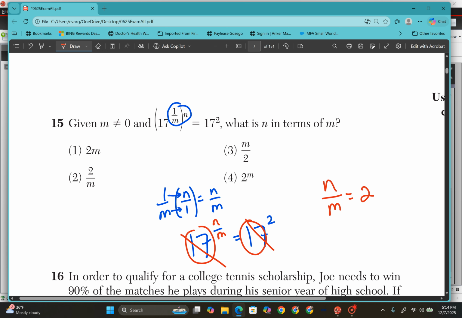They want me to get the n by itself. How do I do that? This is dividing by m. To get rid of dividing by m, I'm going to multiply both sides by m. So these cancel out, and I get n is equal to 2m. And that is the answer there.